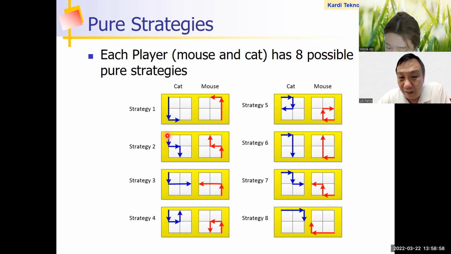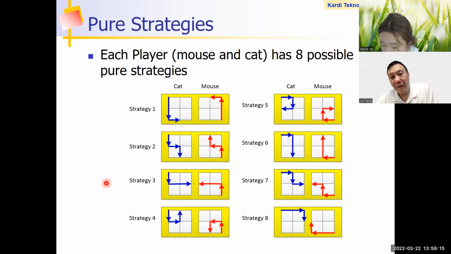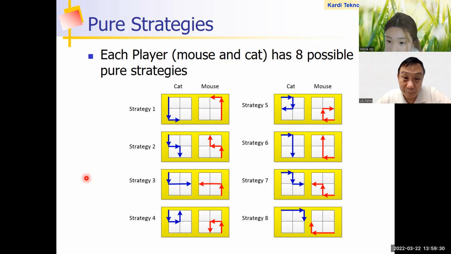The cat can choose this blue, eight possible values of the blue. The mouse can choose 8 possible values, the red one. So the size of the game matrix must be 8 by 8, correct? Then you can start to create that game matrix. Let's call these strategies 1 to 8, for the cat and for the mouse, separately.